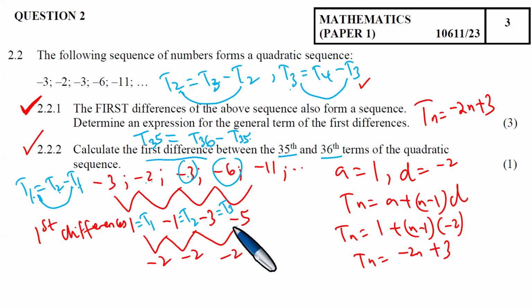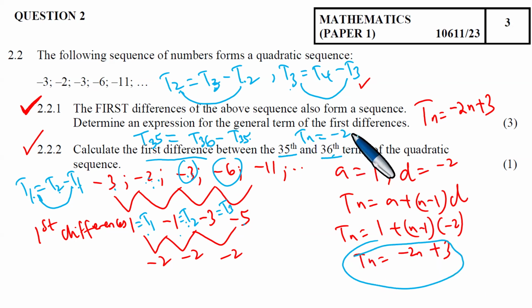So if they say the difference between term 3 and term 2, it is term 2. The difference between term 2 and term 1 is term 1. So for this one, the difference between T35 and T36 is actually T35. Tn is minus 2n plus 3, which means you just need to get T35 here.